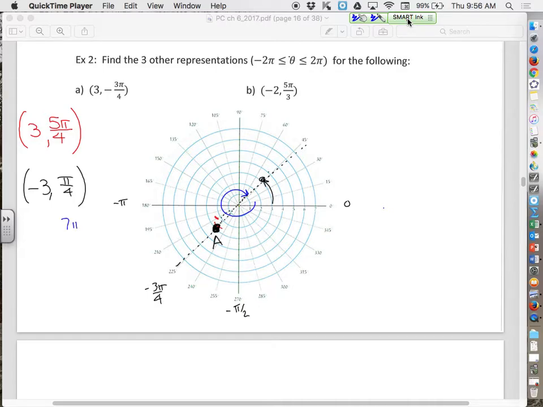That's 7 pi over 4, which would make me land over here. But I want to go in the negative direction so that I land at this spot here. So my radius would be -3. And we'll do a few of these.